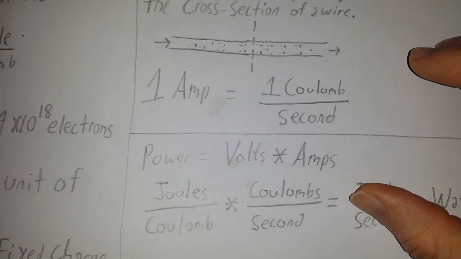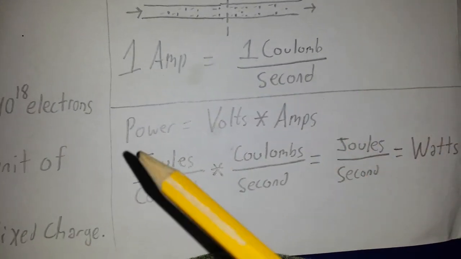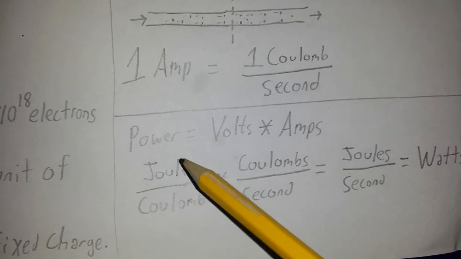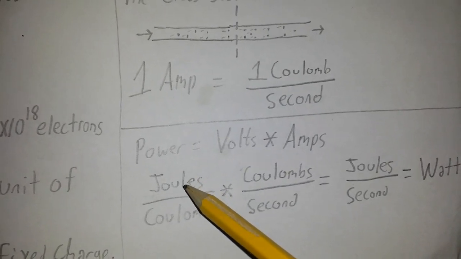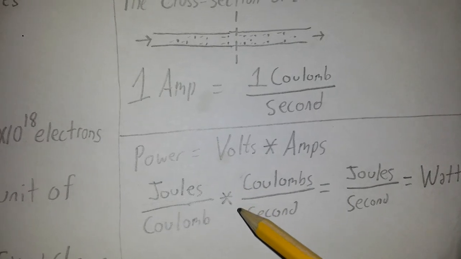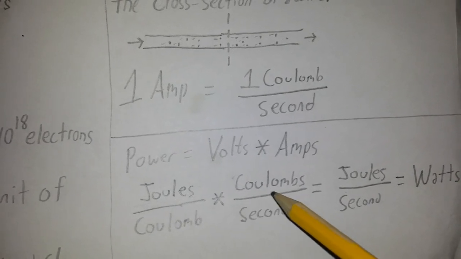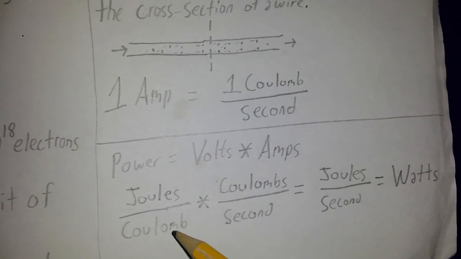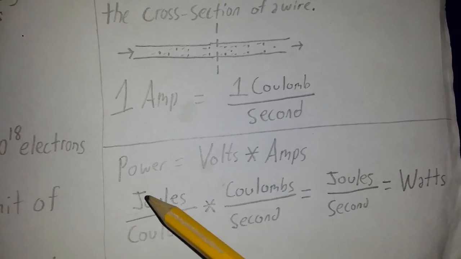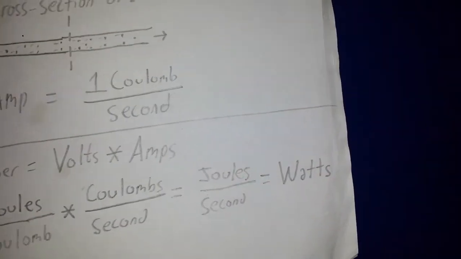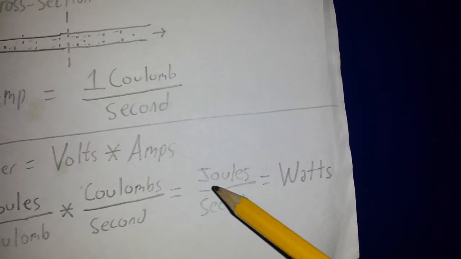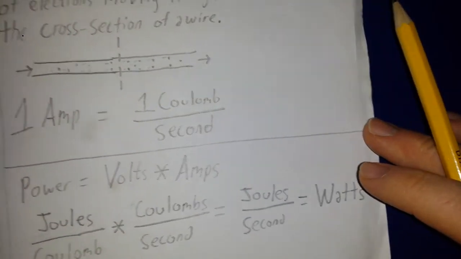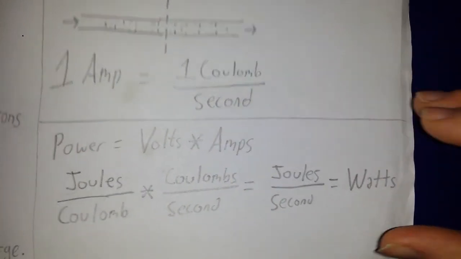Simply multiply them together. And the reason why this works, so joules per coulomb of electrons is volts. So the amount of energy each electron has times the number of electrons that are flowing, you get the amount of energy per second. The amounts cancel out because they do algebra. Joules per second is what you end up with, and that equals watts. So volts times amps is watts.